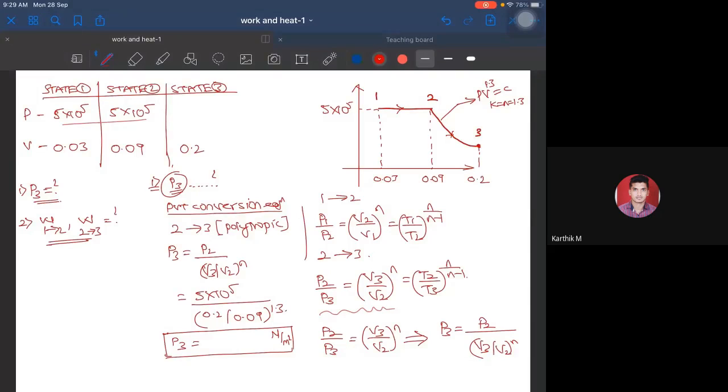177.07 into 10 to the power of 3. Okay, 177 into 0.07 into 10 to the power of 3. Everyone got the same value? Just check.